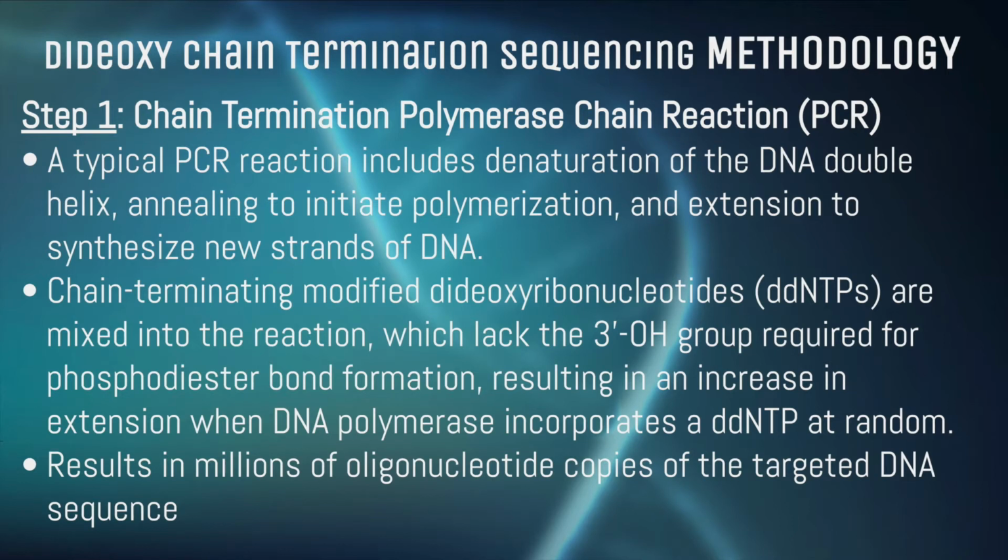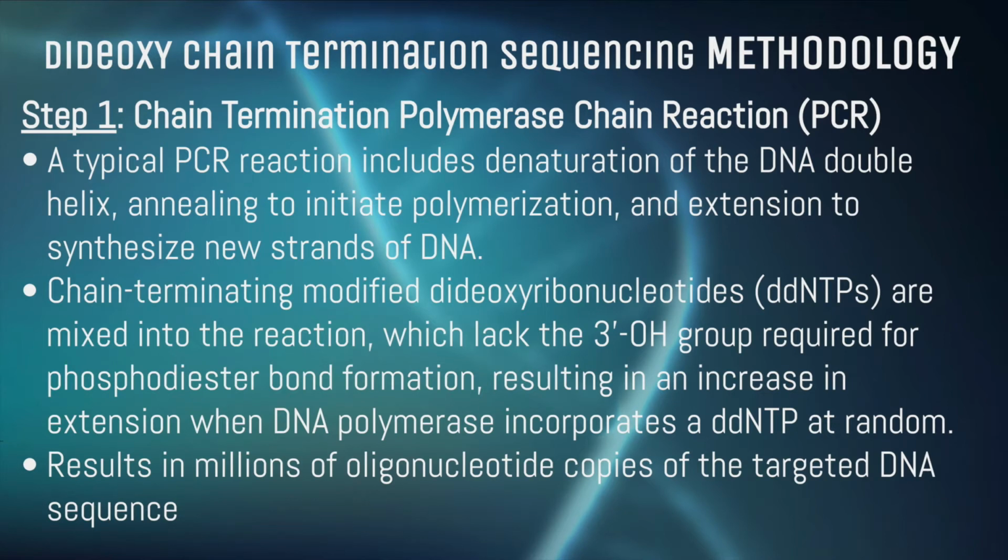The first step is a chain termination polymerase chain reaction, or chain termination PCR. A typical PCR reaction has the usual steps of denaturation of the double helix, annealing to initiate polymerization, and extension to synthesize the new strands of DNA.